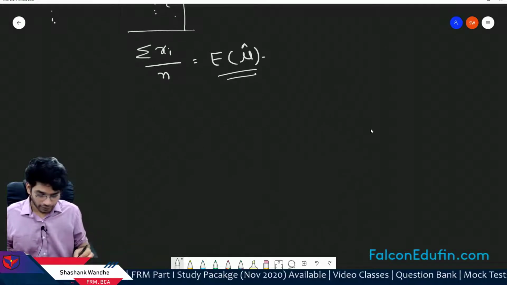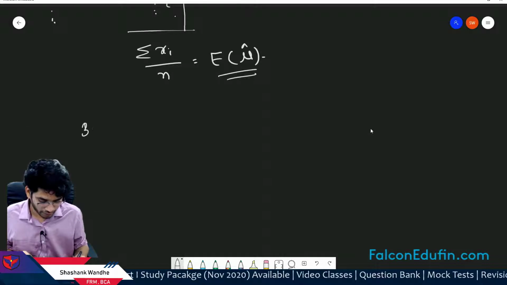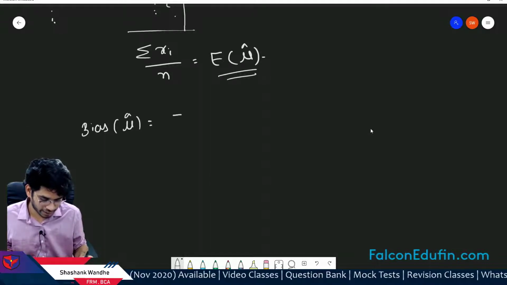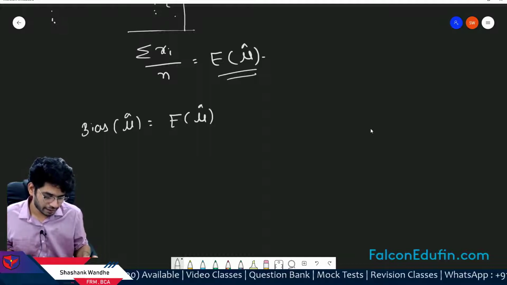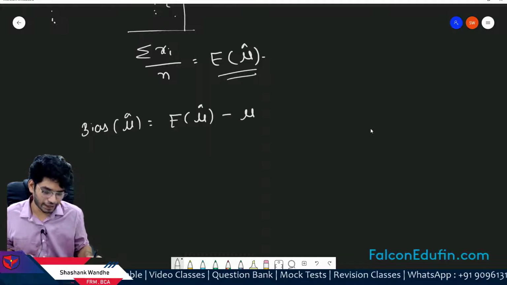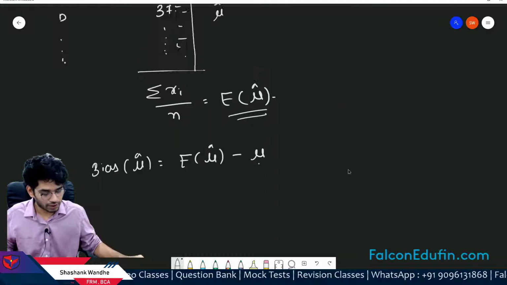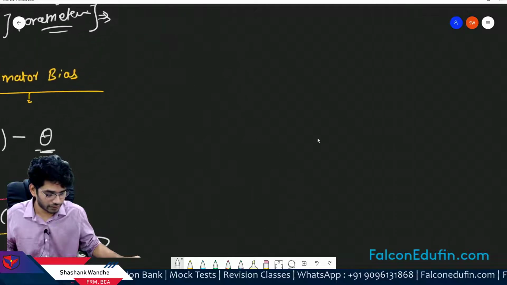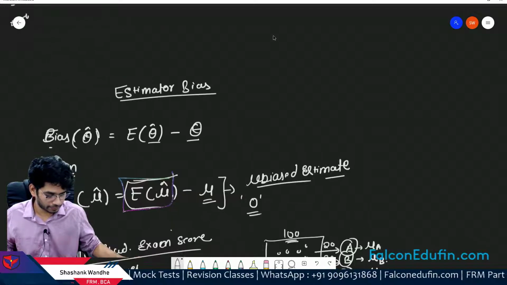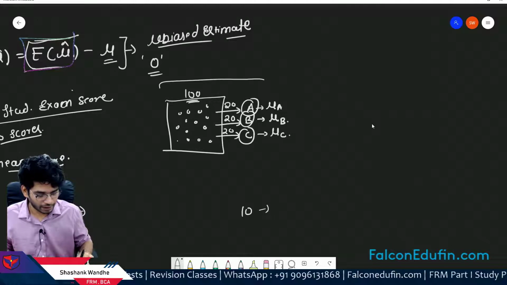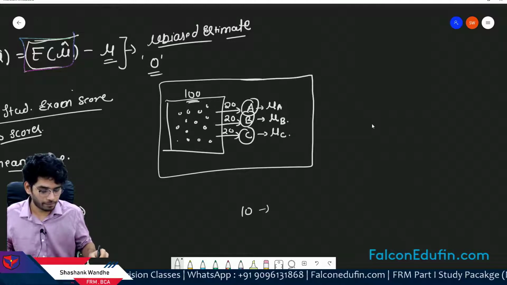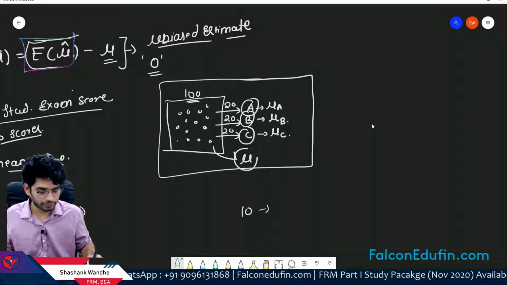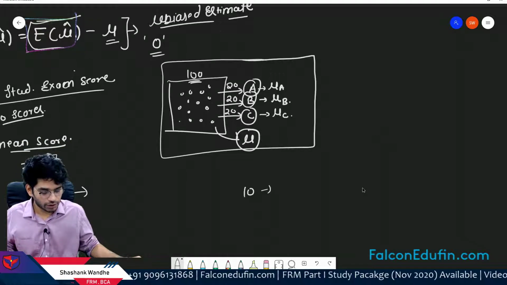Okay, now the formula for the bias: bias of mean estimate is equal to expected value of mean estimate minus actual mean of the population. So how do you get this mean of the population? You will directly select this particular population of 100, and you will directly calculate the mean. Simple. Okay, so you got the mean here.